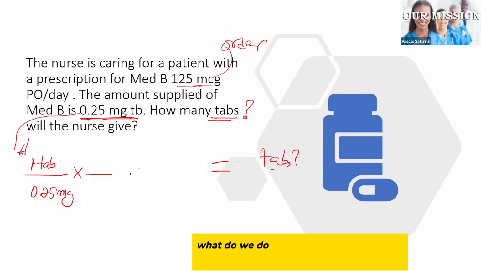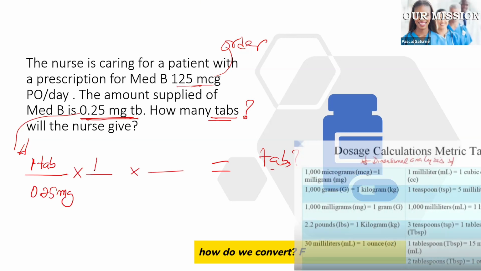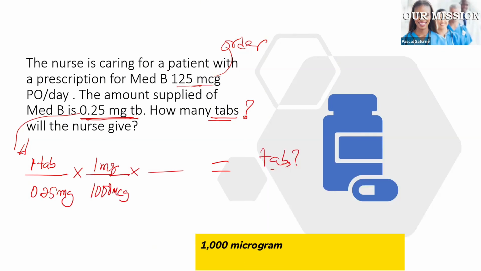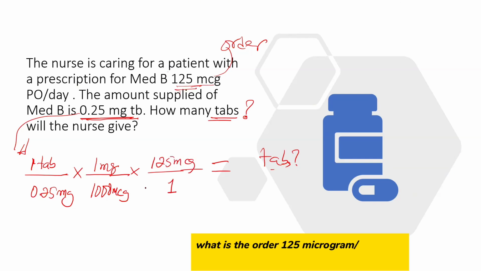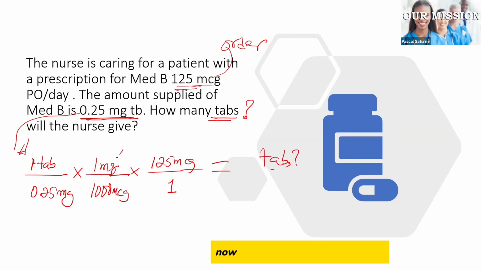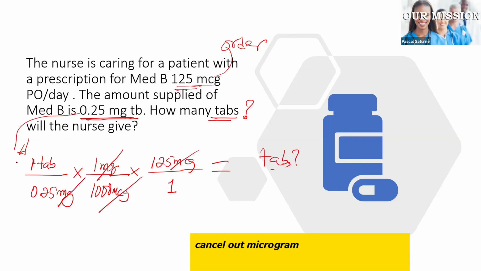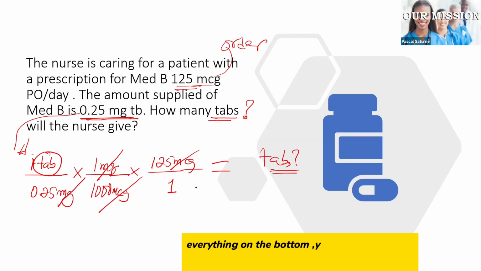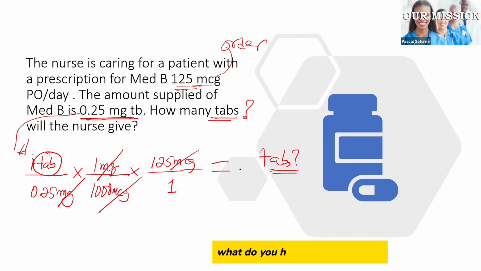What do we do next? We do the conversion, right? How do we convert? For every 1 milligram, remember, we have how much microgram? 1000 microgram. What do we have in the problem? What is the order? 125 microgram over 1. There's nothing else. Now, cancel out milligram, cancel out microgram, till you have left with what? Tablet. If you multiply everything on the top, and everything on the bottom, you divide them. What do you have? Half a tablet.